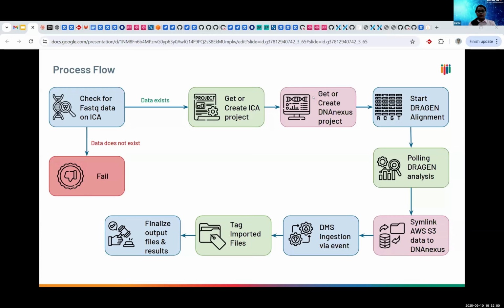After we are done with these two steps, we start the DRAGEN alignment pipeline. This DRAGEN alignment analysis is launched on the FASTQ files, and the analysis is polled until its completion. Once we know that the alignment is finished, we symlink the AWS S3 data to DNAnexus. Here I'm mentioning AWS S3 because the ICA project being created is backed by an S3 bucket.